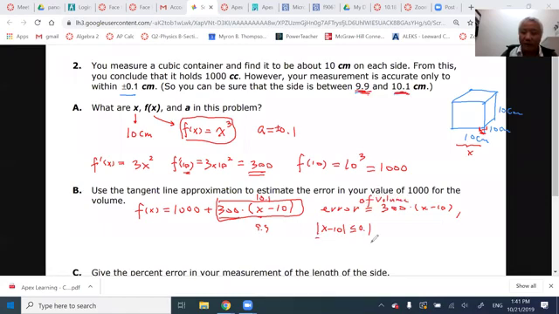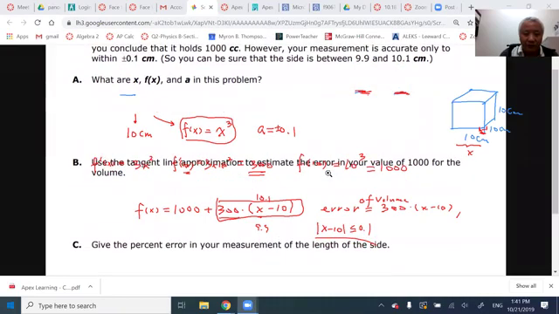This is the error of the size. Okay? Now, let's continue. Go to the next part. We move on a little bit for part C right now, okay? Let's give the percent error of your measurable length of the size. So we know that this is the error of the size, right?